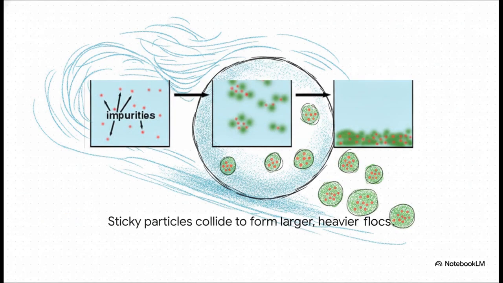So, the really crucial part is what happens next. During that gentle flocculation mixing phase, it acts almost like a snowball rolling down a hill. As the water slowly swirls around, these sticky particles collide with one another. They bind together to form much larger, much heavier aggregates that engineers call flocs. Basically, we're artificially making the dirt heavy.